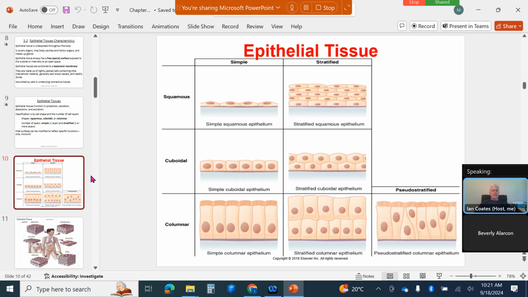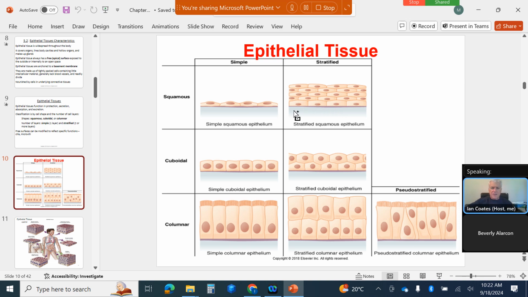This is a great little slide. These are the different kinds of epithelial tissue that I'll ask you about. There's more, there's transitional epithelial. But generally speaking, you'll see the format. There's squamous epithelial, which are short and flattened. Now you can have simple squamous epithelium, or you can have stratified squamous epithelium. Stratified just means you've got one on top of another.